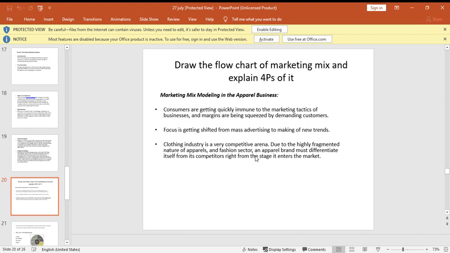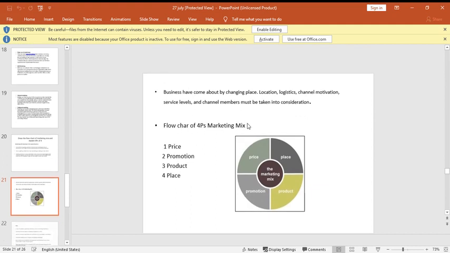The clothing industry is a very competitive area due to the highly fragmented nature of apparel. The fashion sector must differentiate itself from its competitors right from the stage it enters the market. Business has come about by changing place, location, logistics, channel motivation, service levels, and channel members, which must be taken into consideration.